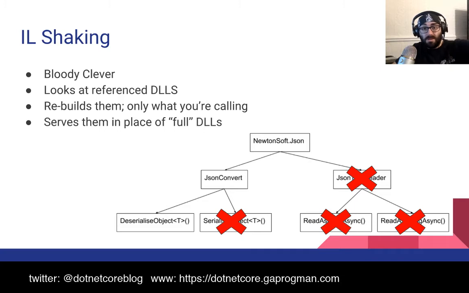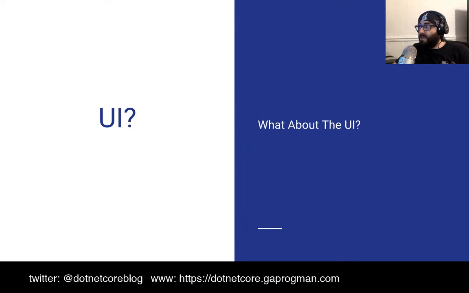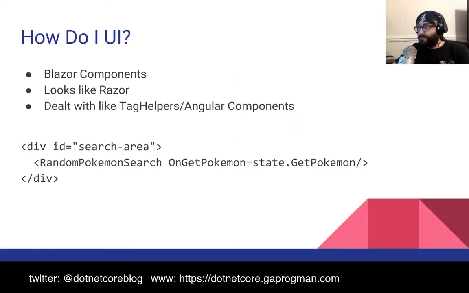But when you're sending those DLLs down the wire to the client, it is a problem. So what about the UI? Right. So the UI uses a thing called Blazor components, which look a lot like Razor and are dealt with in the same way that tag helpers and Angular/React/Vue/insert your JavaScript UI framework of choice here handle their components. And you can see on screen here, this is an example of what a Blazor component looks like.